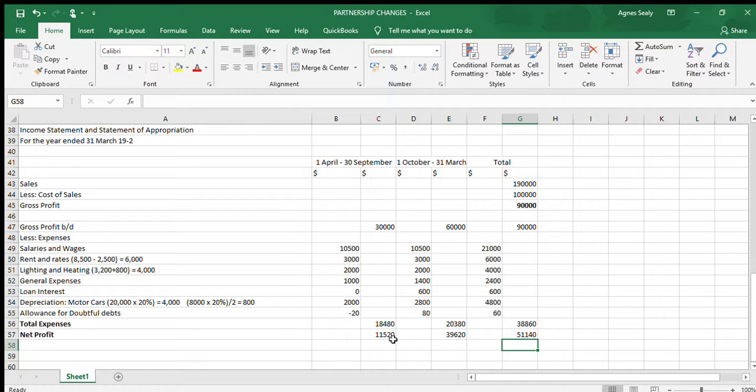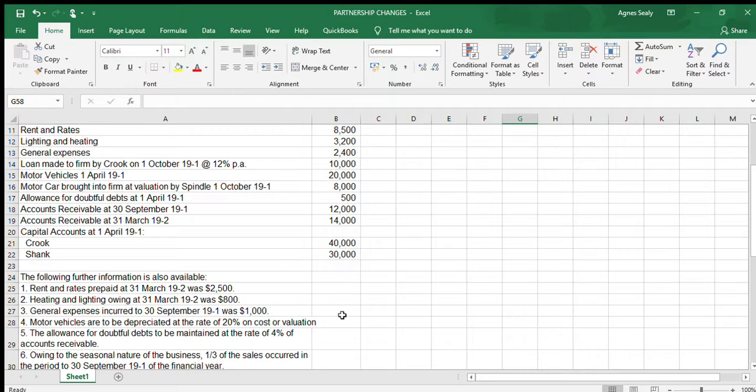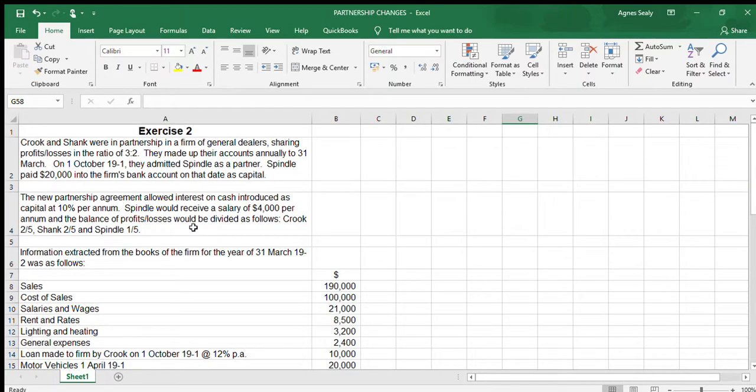But the next thing we have to look at is that we have to take out the interest on capital. Our partners will be getting interest on their capital, and the agreement states that the new partnership arrangement allows interest on cash introduced as capital at 10% per annum. Under the old partnership agreement between Crook and Shank, there was no interest on capital.